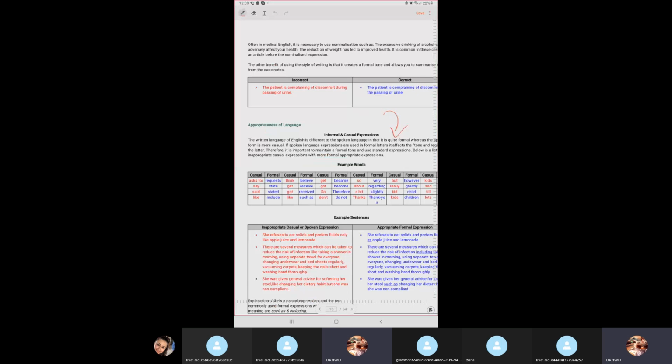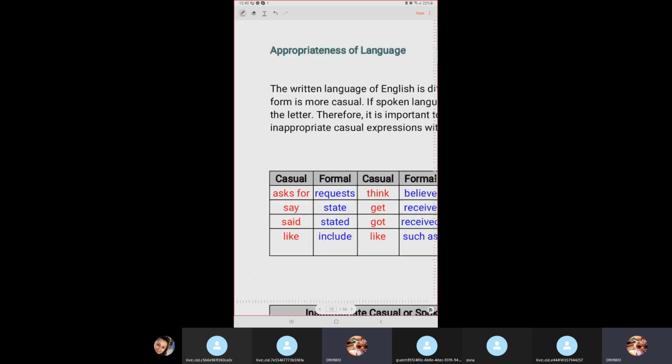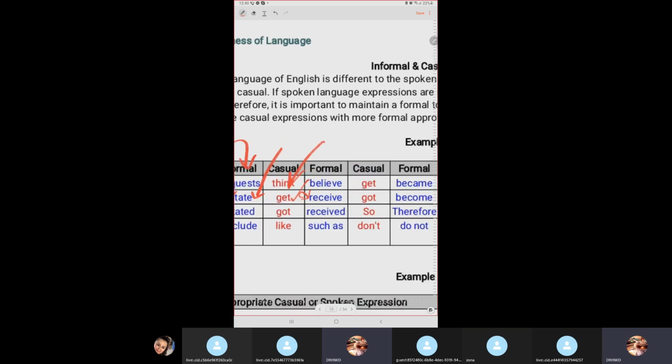Now, these are certain words that are used in spoken language and cannot be used in written language. So, "the patient asks for MRI" becomes "the patient requests an MRI". "The patient says he is sick" becomes "the patient states he is sick". Said is spoken; stated is formal, polite, and professional. "She got her result" becomes "she received her result". "I think she needs your help" becomes "I believe she needs your help". "She likes juices like mango and orange" becomes "such as mango and orange".